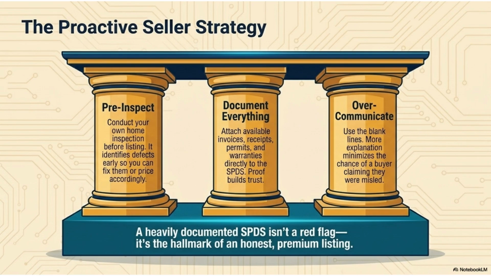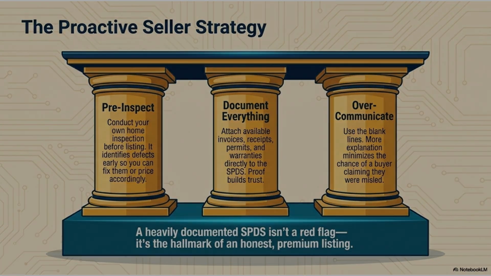A proactive seller strategy involves 3 pillars. Pre-inspect to identify and fix defects, document everything by attaching relevant paperwork, and over-communicate to minimize claims of being misled. A heavily documented disclosure statement is a hallmark of an honest, premium listing.